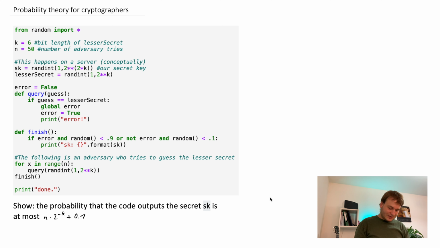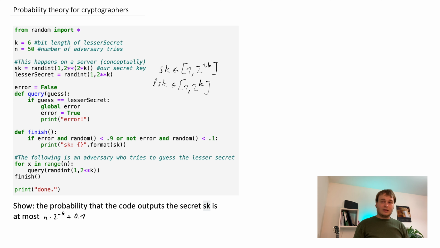So in this code here, we have multiple things going on. First of all, you need to notice that we have two kinds of secrets. We have the secret key, which is a random integer between 1 and 2 to the 2 times k. And in addition, we have a lesser secret, abbreviate L as k, and this is between 1 and 2 to the k.